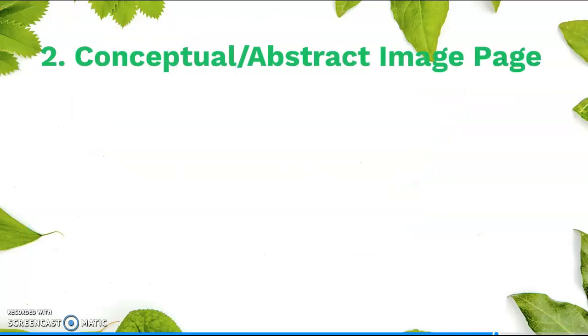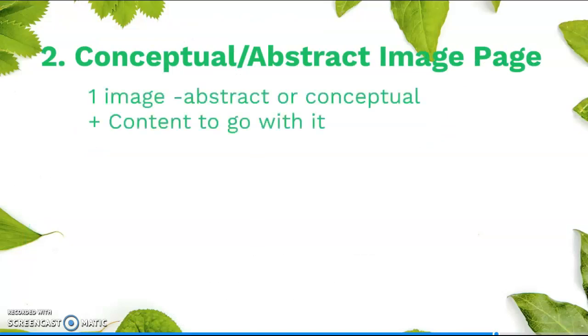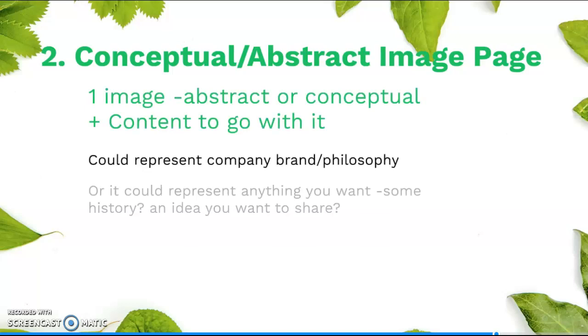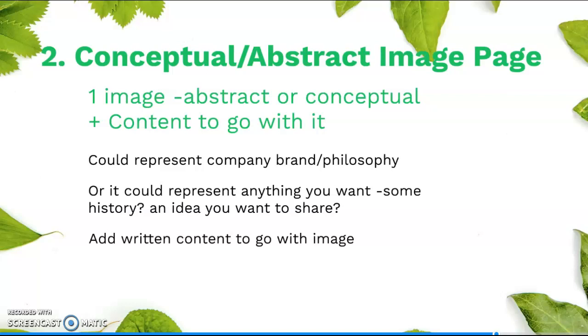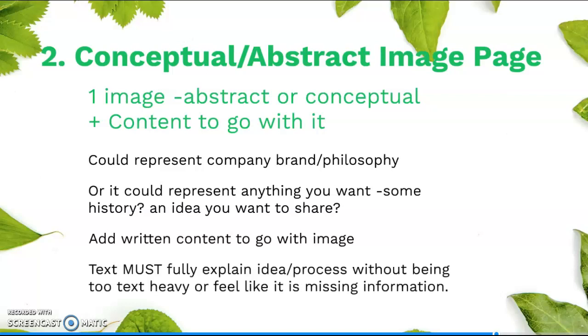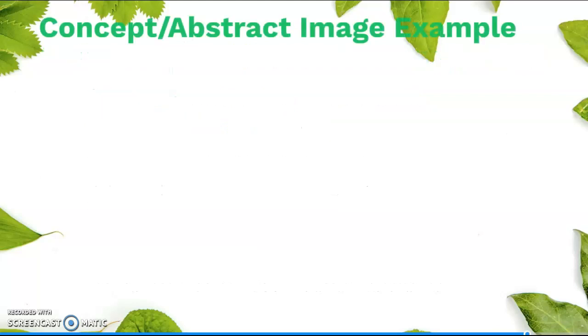Number two, conceptual or abstract image page. One image, abstract or conceptual, plus content to go with it. Could represent company brand or philosophy, or it could represent anything you want. Some history, an idea you want to share. Add written content to go with the image, and text must fully explain the idea or process without being too heavy or feeling like it's missing information. An example of a concept or abstract image page.